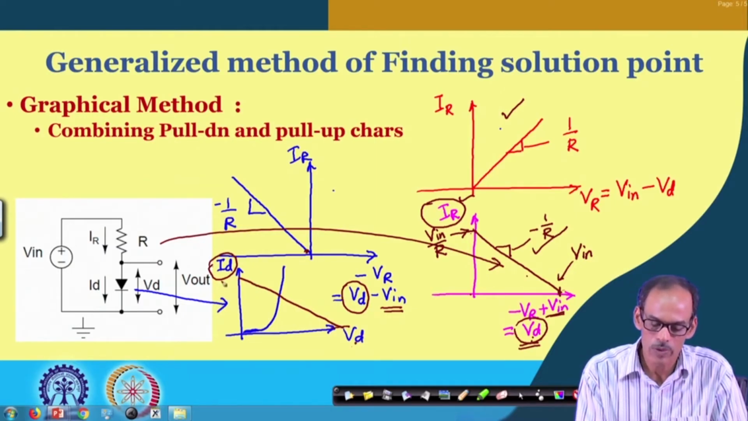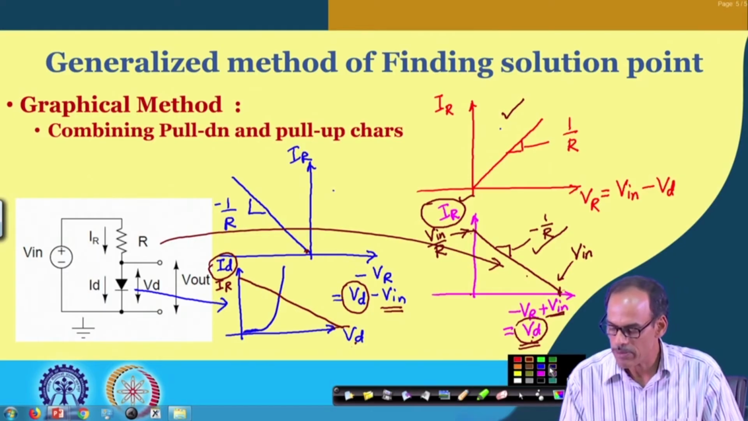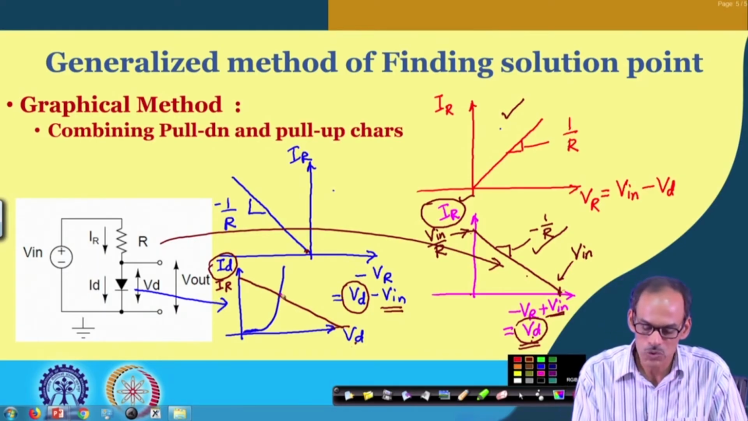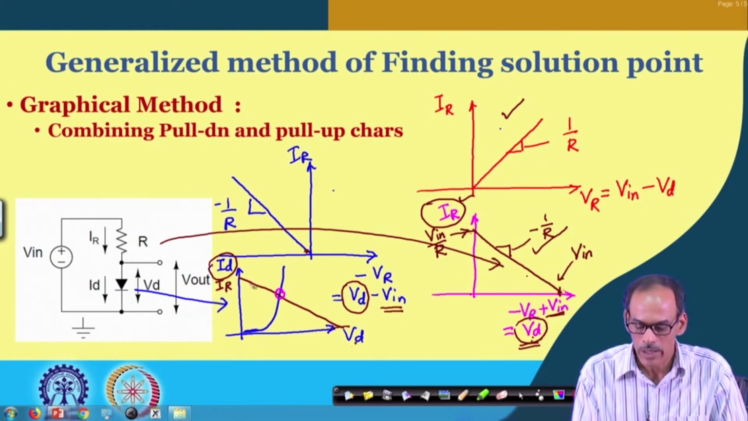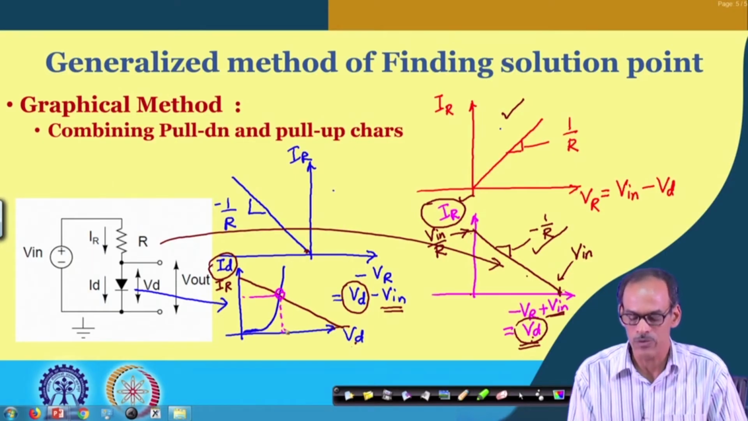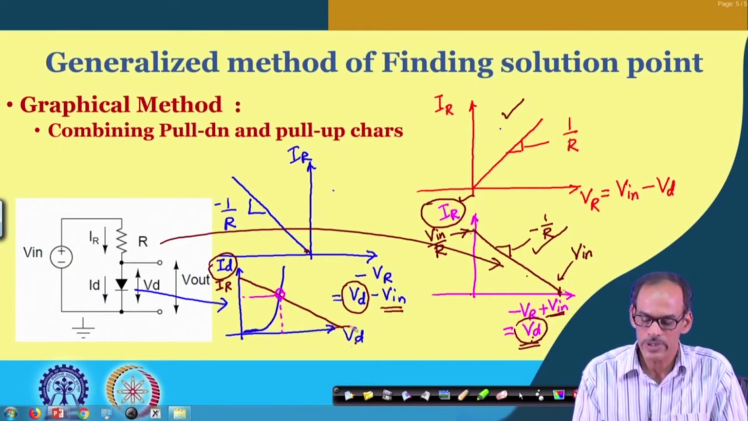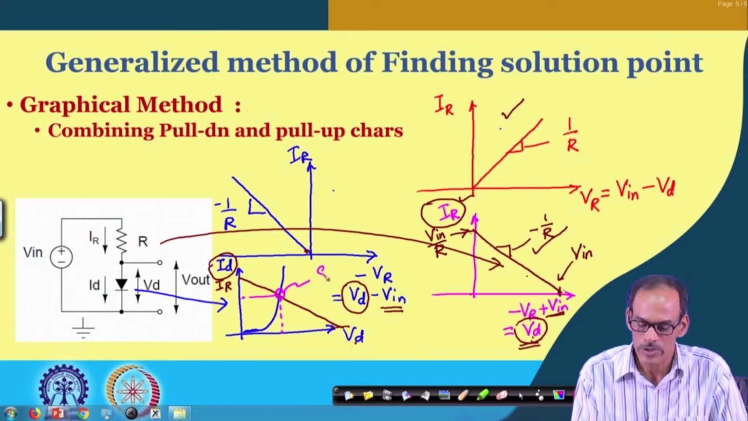So, along the y axis we have not only I d, but also I r, and at the intersection point of these two graphs, both curves are consistent in having the same current and supporting the same voltage. Whether you call it V d or V out, we can say that pictorially this is our solution point.